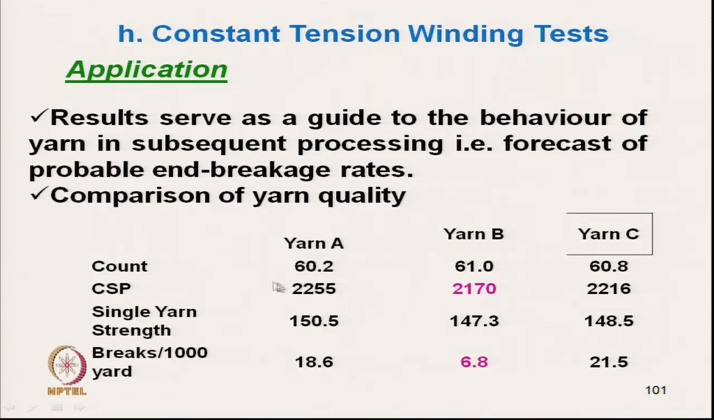And the strength, if we see, is not that low. Although it is lower than yarn A or yarn C, it is not that low, it is workable. But if we take yarn A with higher CSP and strength, its performance will be poor.